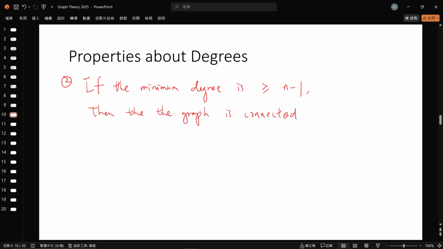Say n is 4. This means you have 4 vertices in a graph, and we also have the assumption that the minimum degree is at least n minus 1, which is 3. So this means for this graph, every vertex has at least 3 neighbors. So is the graph connected?